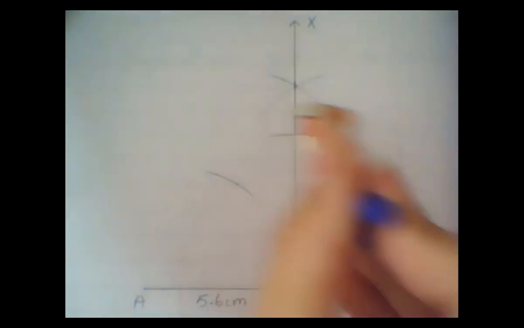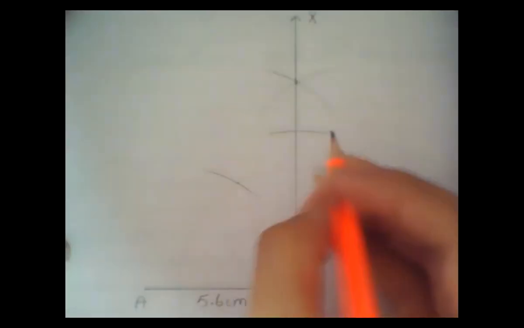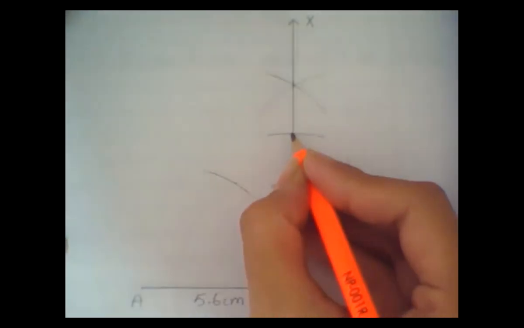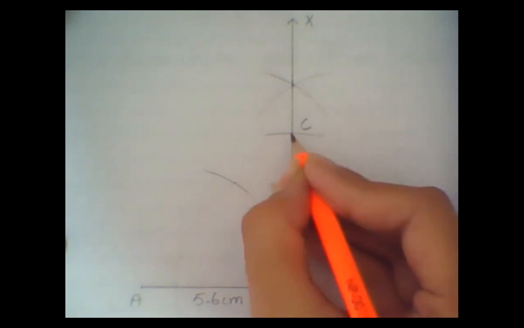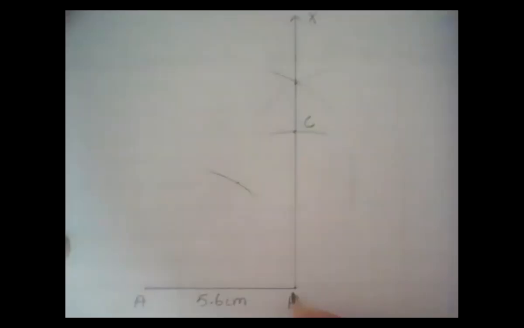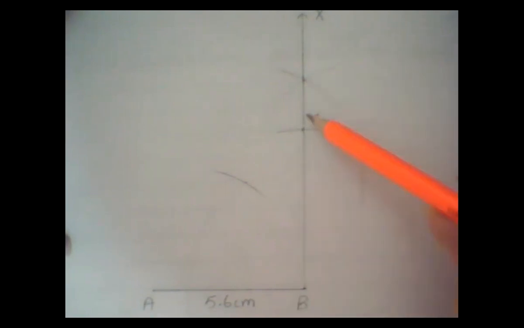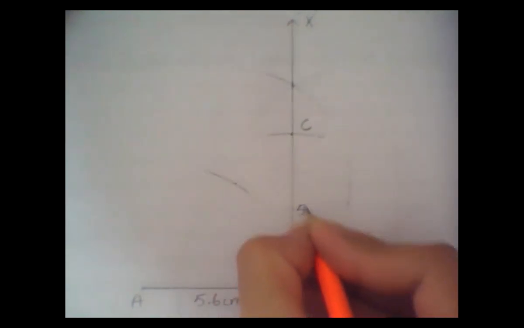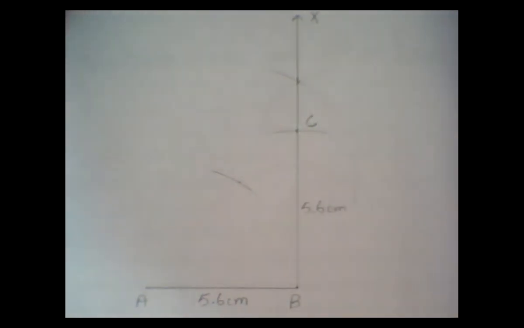Draw an arc. Beta, the point where this arc meets this BX, only this point is your C. Only this point is called C. Okay, so I'm just explaining the steps of construction: from BX, cut off BC equal to 5.6 centimeter. Cut off BC equal to 5.6 centimeter.